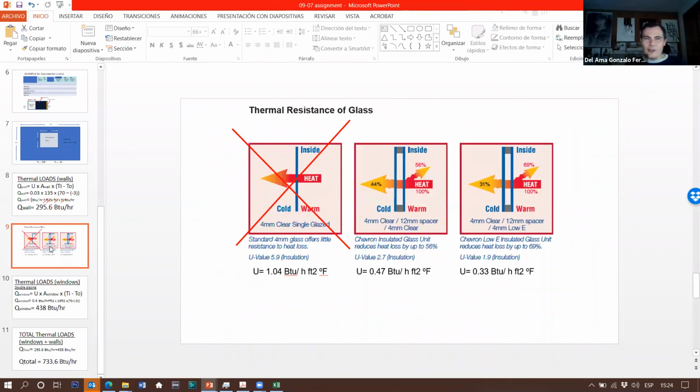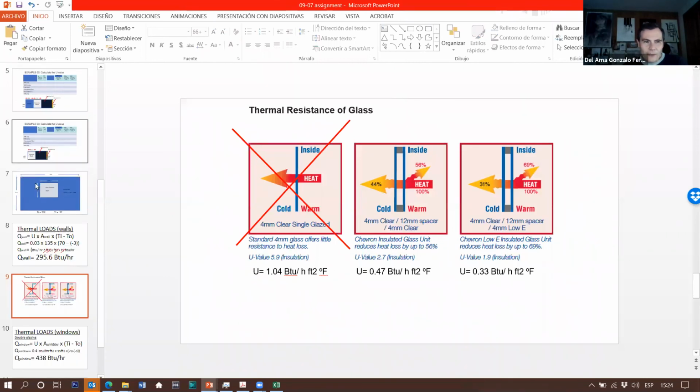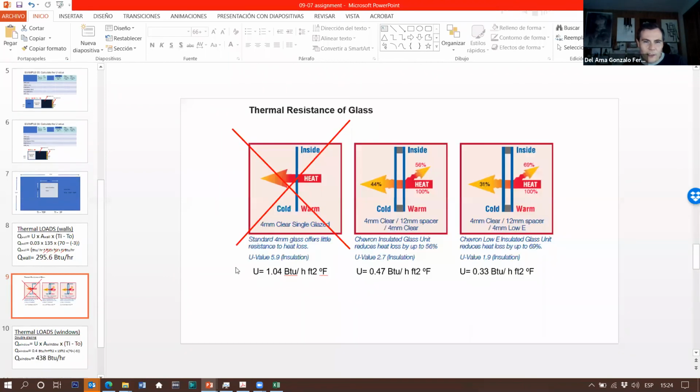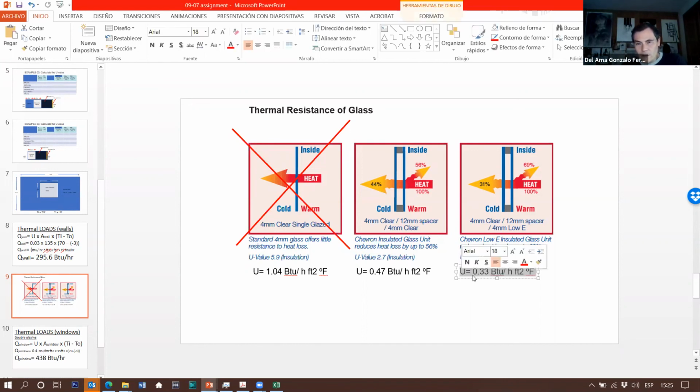Then we can calculate this for windows, so we can have a table like this to calculate the thermal transmittance of windows. We have to go over catalogs. I have this catalog, very simple because we have only three kinds of windows. We have simple glazing that we can't use, and we have double glazing. This double glazing is 0.47 and this double glazing is 0.33, that would be better for sure, because the lower the U value, the better.